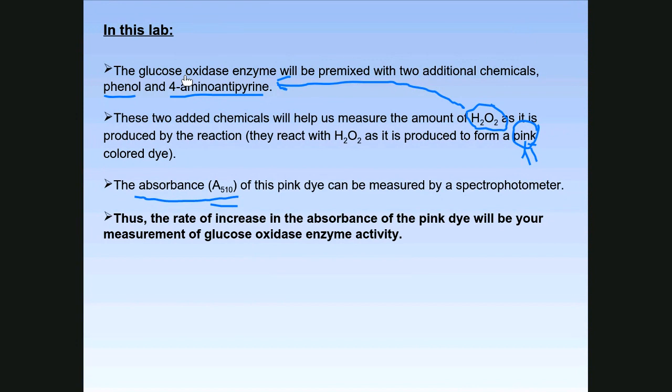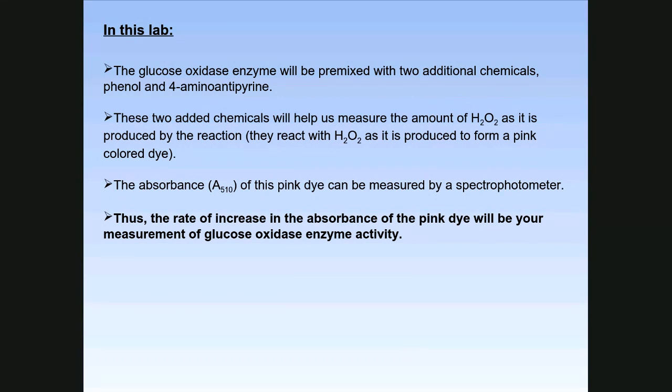And every time the hydrogen peroxide is produced, it will react with these two chemicals that were pre-mixed with the enzyme, producing a pink color. Therefore, if you look down here, the rate of increase in the absorbance of pink dye will be your measurement of glucose oxidase enzyme activity.